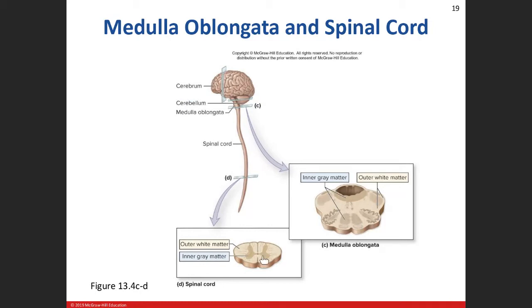And then we get into the spinal cord. We're starting to transition to more myelinated axons, because now we've got to send the message out.